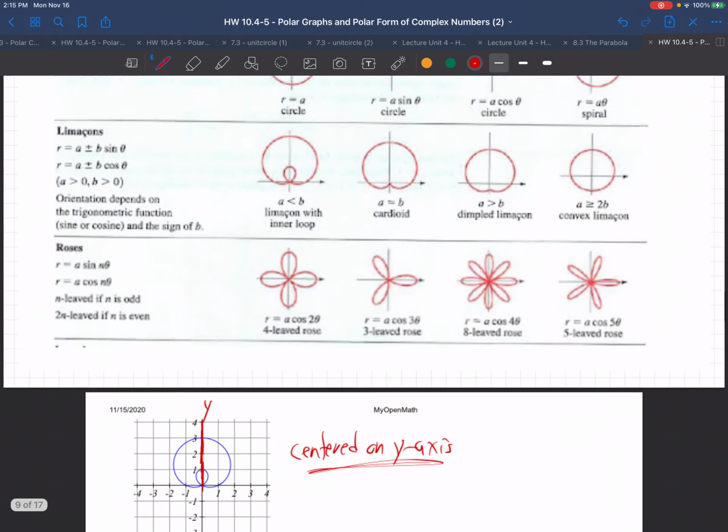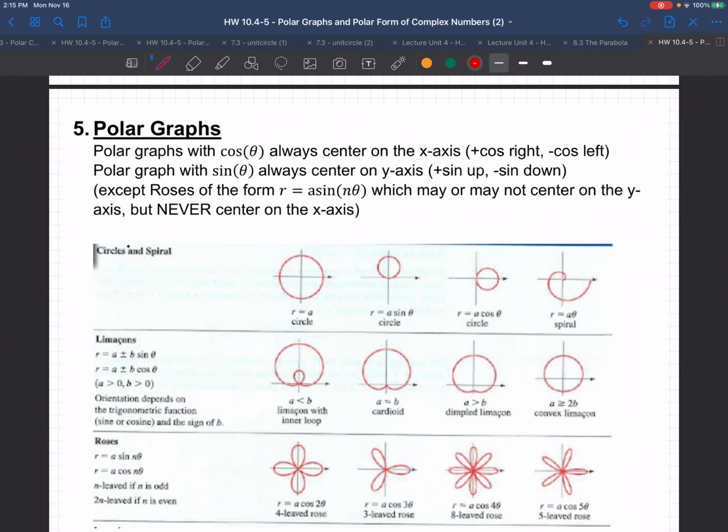Well, one more note at the top of the notes. If you look right here at the top of the notes, it says polar graphs with cosine always center on the x-axis. Polar graphs with sine always center on the y, except roses, which may or may not center on the y but never go on the x. So basically cosine goes on x, sine goes on y, or at least not x.